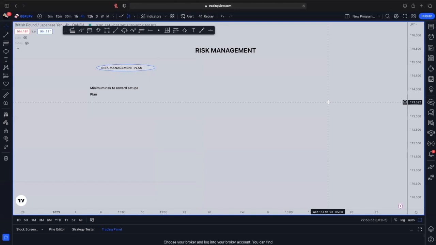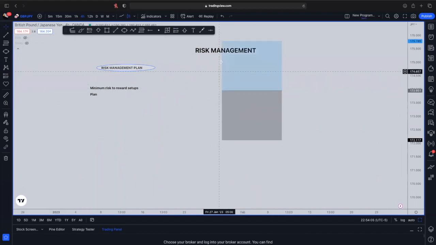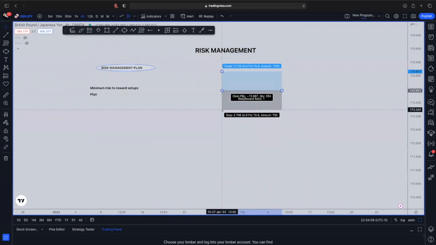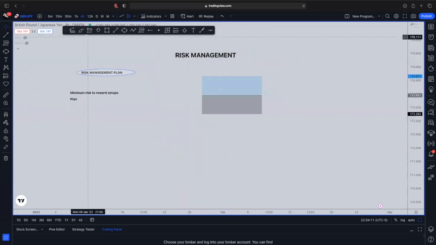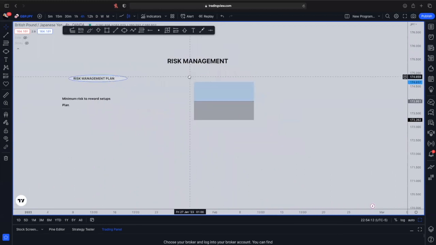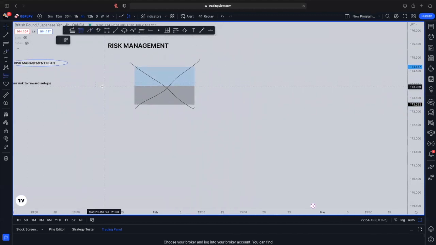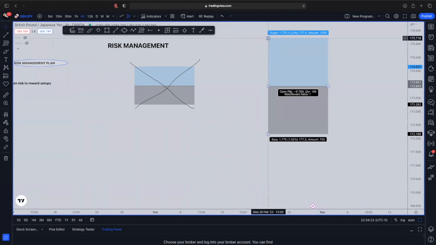First of all, I'm going to state that there is a minimum risk to reward for setups, meaning when you take a trade, when you take a trade, this is what we don't want, and I'm going to explain them. This is what we don't want.